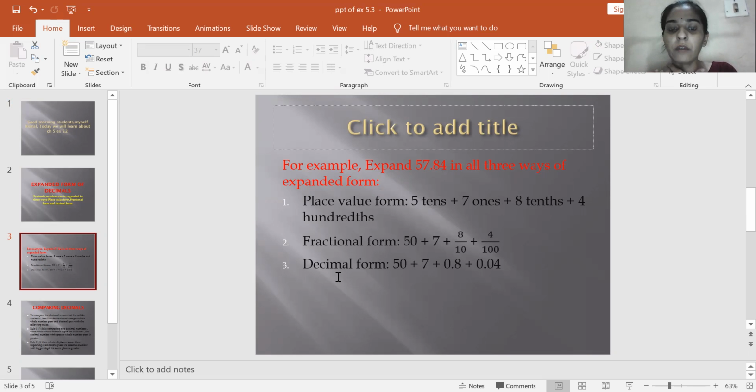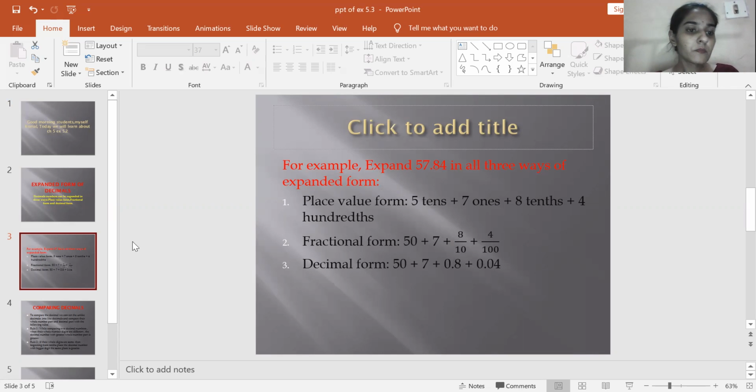Now third we have the decimal form, 50 plus 7. Now we change this fractional form into decimal form. So how can we write 8 tenths in decimal? Like 0.8 plus 4 hundredths, 0.04. So in this way you can find expanded form in three ways.